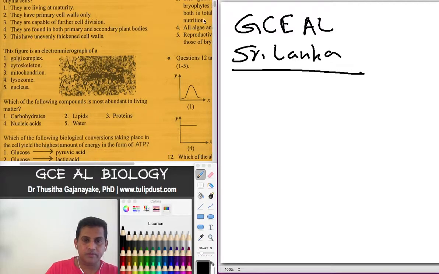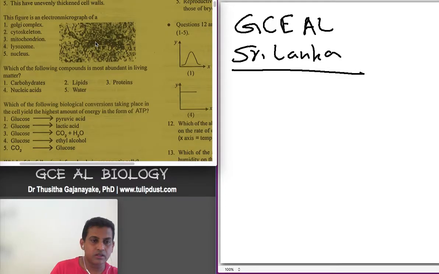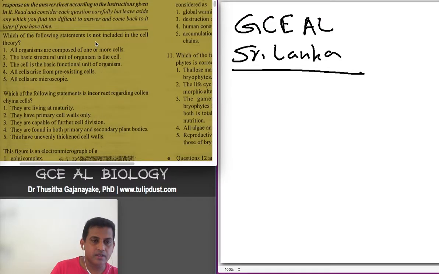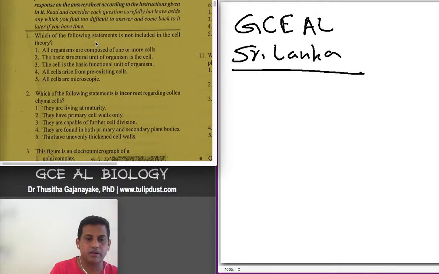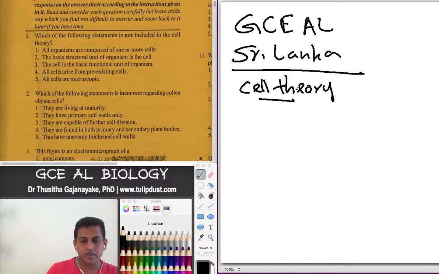So this paper, the first question of this paper is this one. Which of the following statements is not included in the cell theory? Right, so we learn the cell theory. What is cell theory? I will make it very short, the most important points of the cell theory.